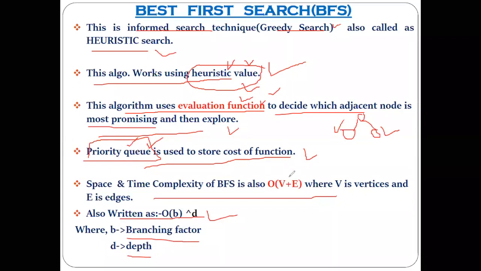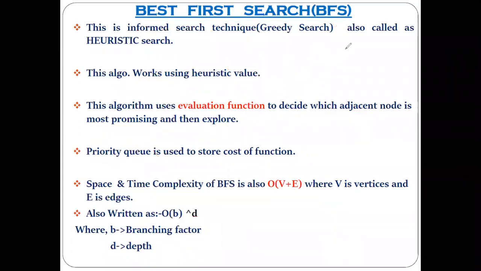Understood? So from this slide, the thing you must understand is that, on the basis of the heuristic value and the evaluation function, the AI agent will proceed to its goal node. Okay, this much understood? Yes, sir. Okay, let's move to the next.